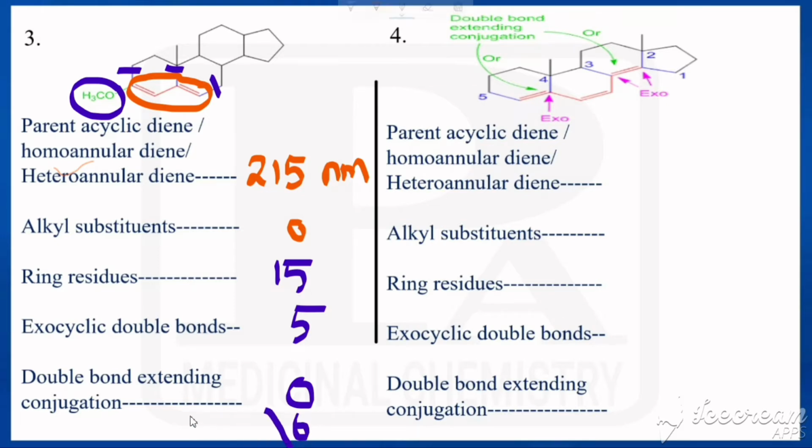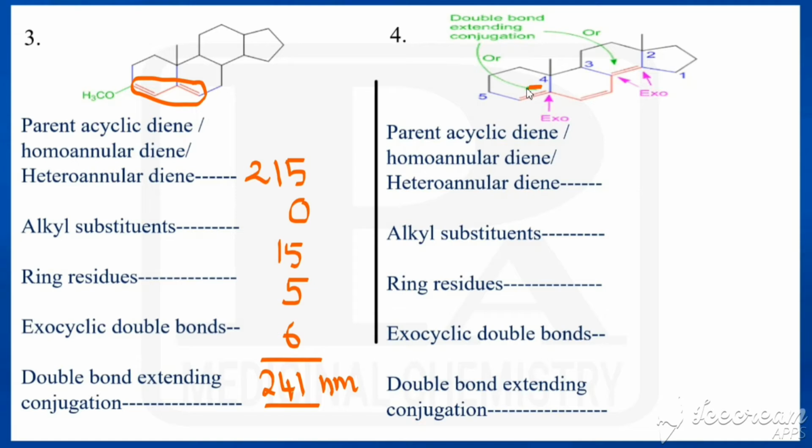So what would be the value? By the addition of this: 5, 5, 10, 15, 6, 21, 1, 2, 3, 4. So 4 and 2. So that would be the lambda max of this structure, that is 241 nanometer.